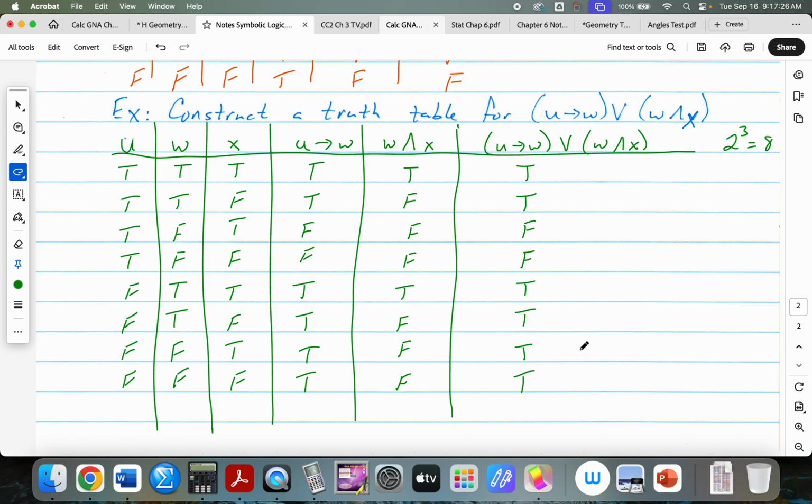Okay, any questions about that? Okay, again, that will not be on Thursday's quiz. But it will be on our test next week.